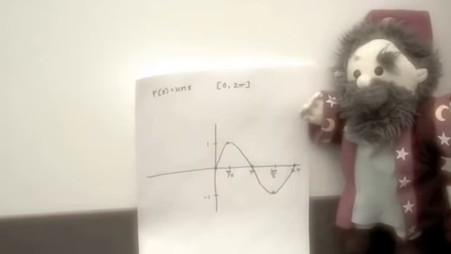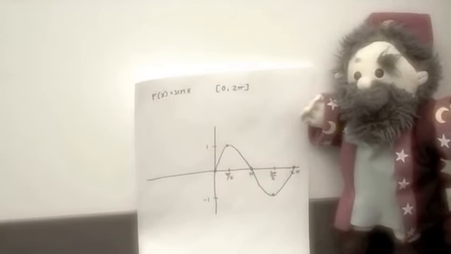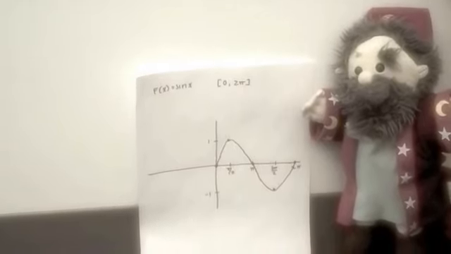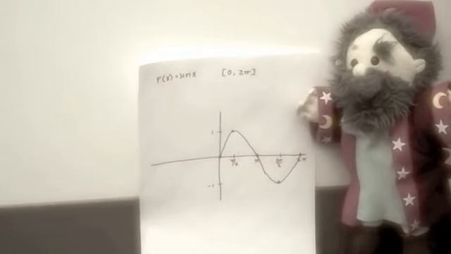Let's start visually. Here's a graph of f of x equals sine x with an interval from 0 to 2 pi. We need to find the max, min, inflection points, and concavities of the derivative of f of x. Let's use what we know about this equation.